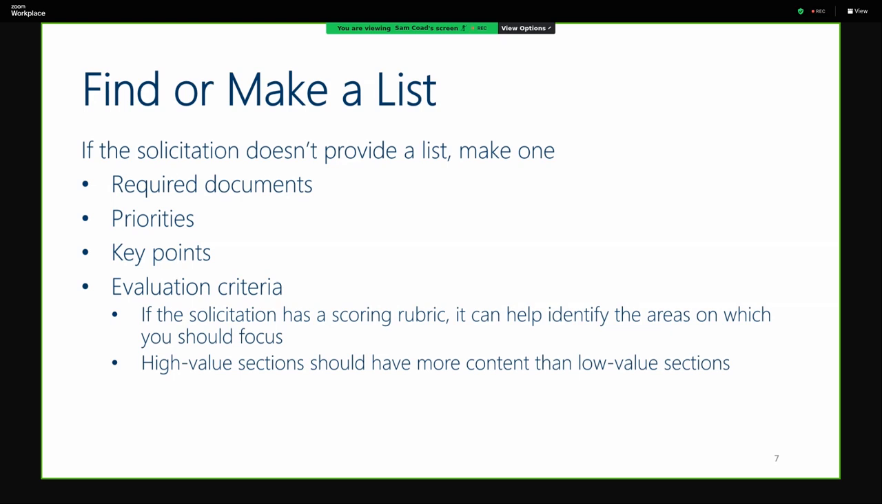High value content or high value sections should have more content than the low value sections. So if you have 20% for community engagement, you don't want to say 2 sentences. You want to expound upon it and you want to put more focus on it because that's what they're focused on.